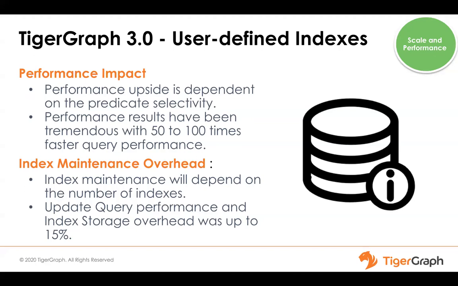And then another key question that always comes back with user-defined indexes is what is the overhead? And here I can share that the overhead is no more than 15%, both on the update query performance as well as the storage. It's in fact much less, but up to 15% if you really have a lot of indexes that you've decided to add. So our general guidance is to be judicious about where you pick to create the user-defined index based on your querying patterns.